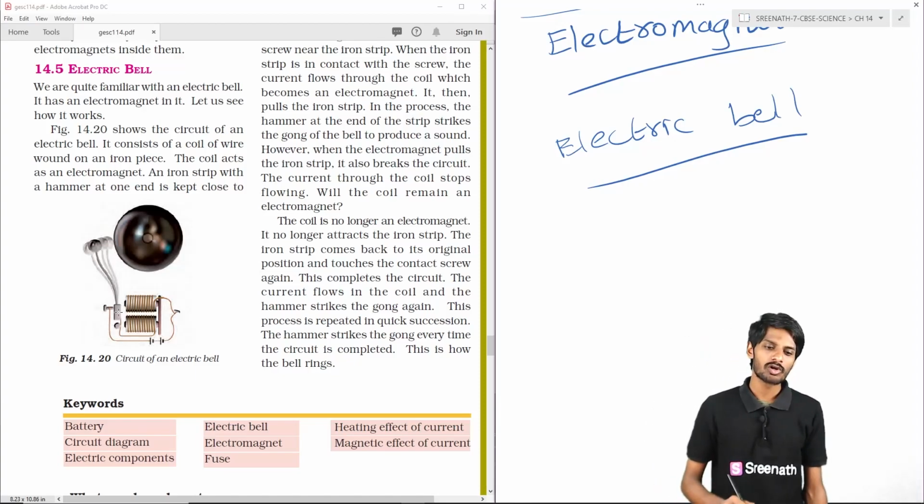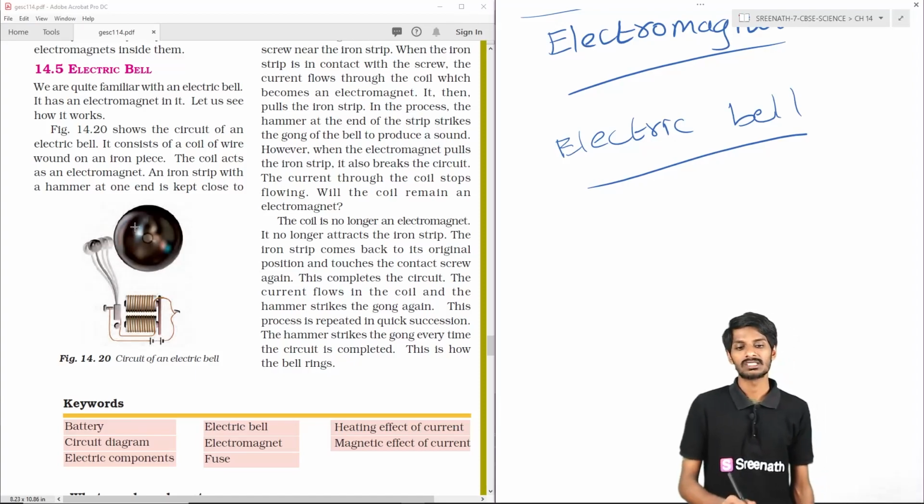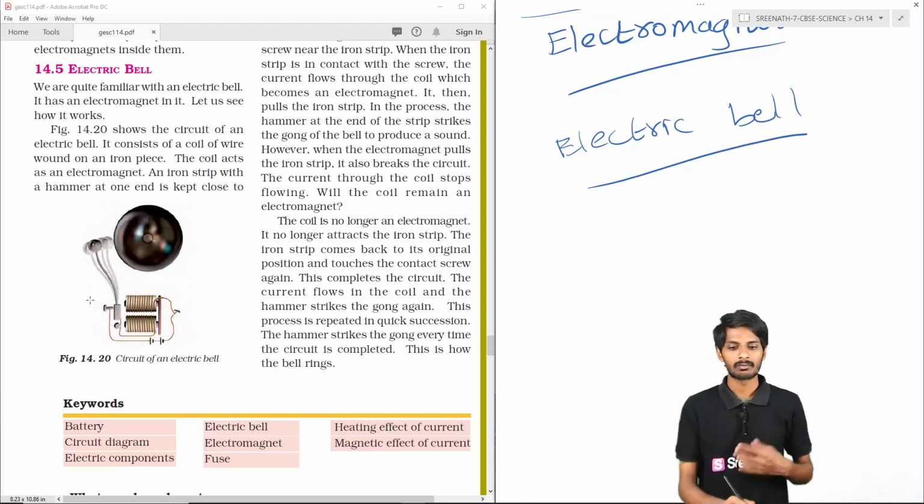Whenever it goes back to the old position, the circuit completes again and again it is attracted, then released, attracted, released, like that. It moves like this. So the hammer which is connected to the iron strip comes and knocks like that. This happens, students. So this is the working of the electric bell, students.